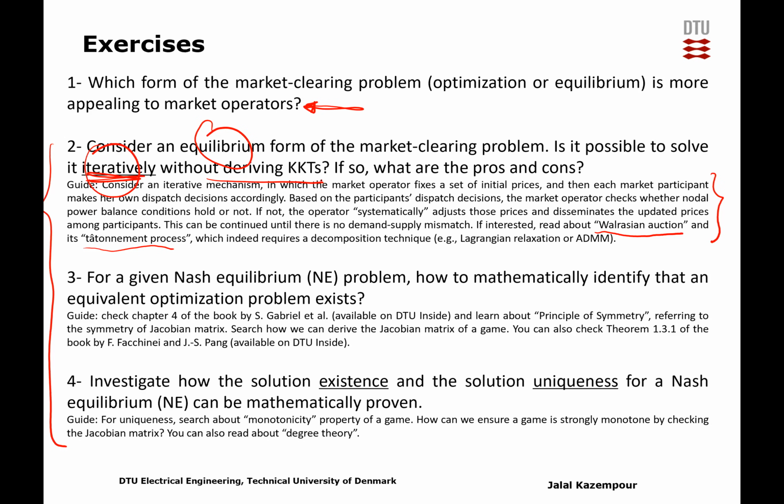Sebastian asked about the difference between GNE and NE. For that, I suggest that you read the complementarity book by Stephen Gabriel et al. Here you can read a bit more. In chapter 4 and chapter 11 of that book, you can read more. Those chapters may help you read more about NE and GNE.